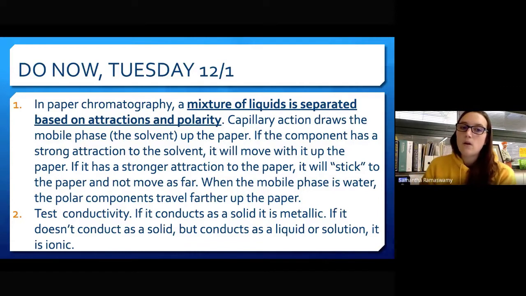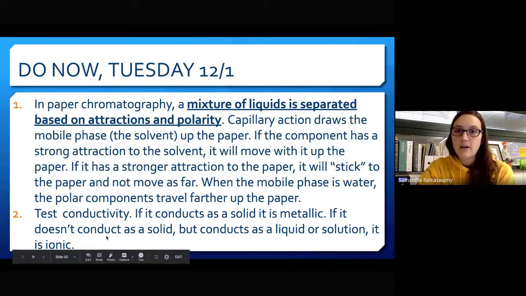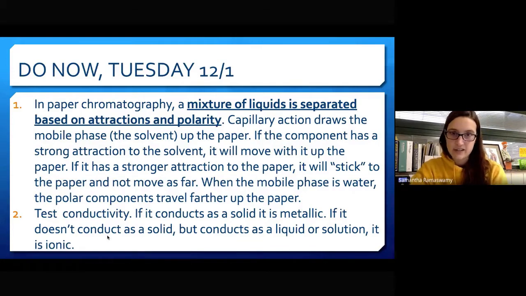And then for number two, with properties of solids, one thing you could do is test conductivity. So the reason that I put both of these questions up here is because we have seen both of these questions as both multiple choice and free response questions. This conductivity question has shown up on the practice test every year for the last 6 years.